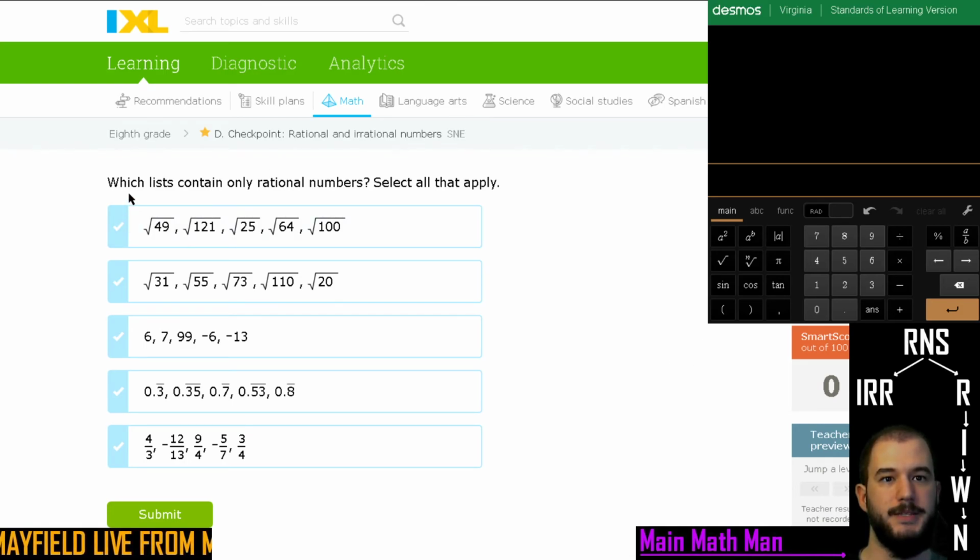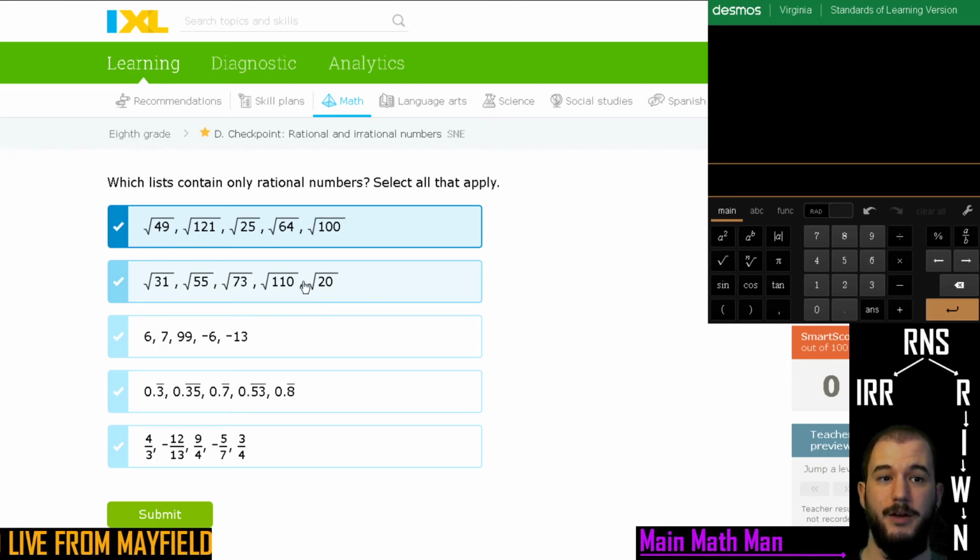So for that next part, it says which lists contain only, so again, only rational numbers. And so it says select all that apply. So since it has that check mark, I'm going to say I need to select multiple answers. I have some square roots here, but I know my perfect squares pretty well. Hopefully so do you. And so I know that all these numbers are perfect squares. However, I know that these, I can check one of them.